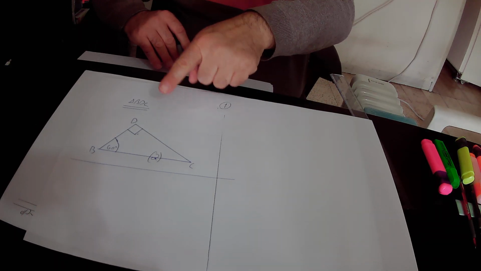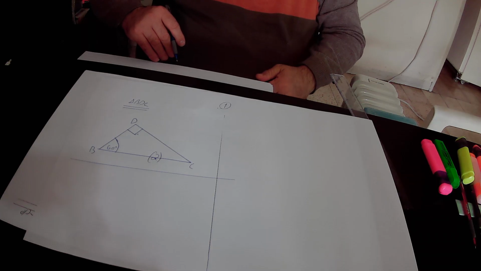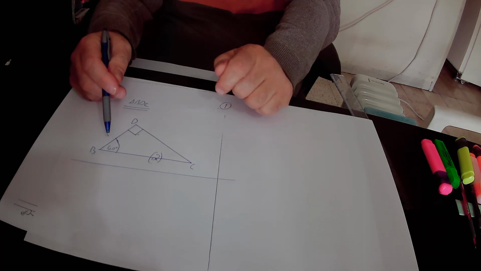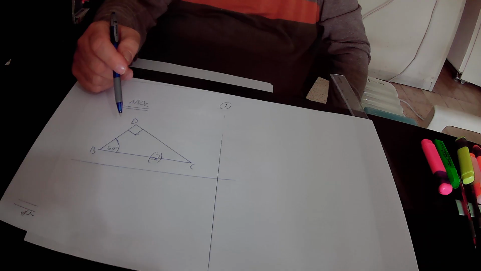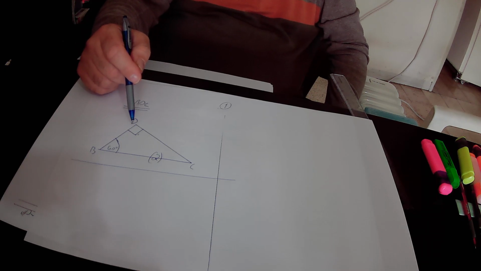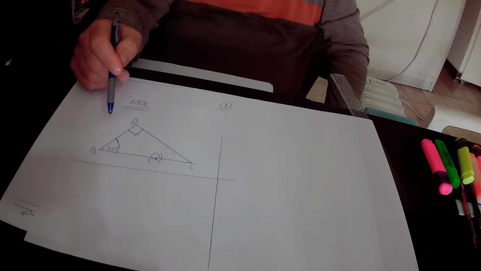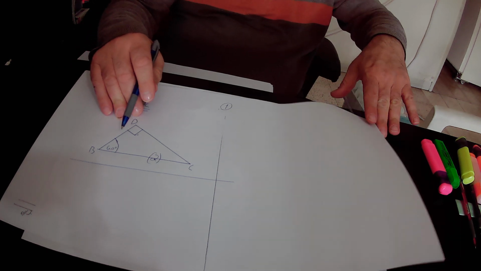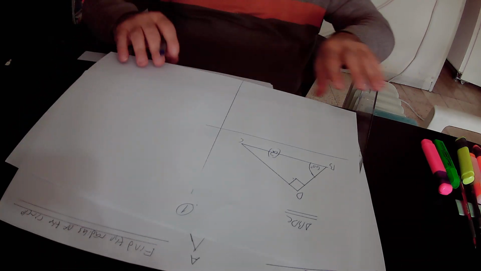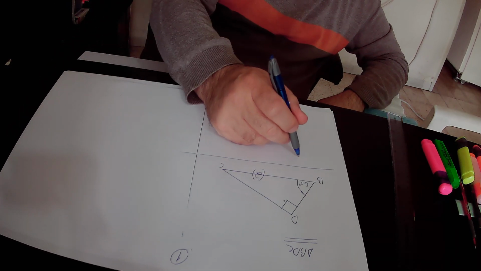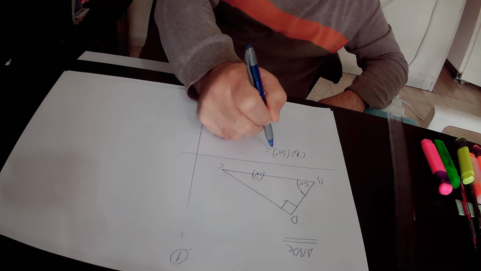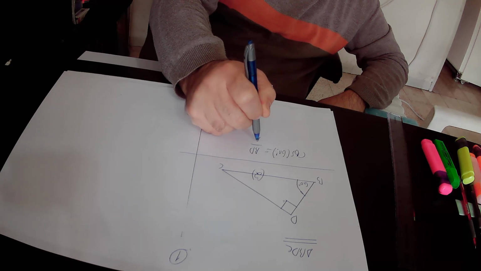So actually, this is the right triangle BDC that I copied from the original drawing. BC equals 2 and angle B equals 60 degrees according to what is given in the question. This angle equals 90 degrees according to our construction. So in the right triangle BDC, cosine 60 degrees equals BD over BC. So I write it down. Cosine 60 degrees equals BD over BC.